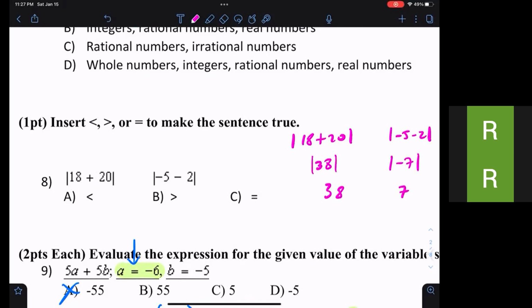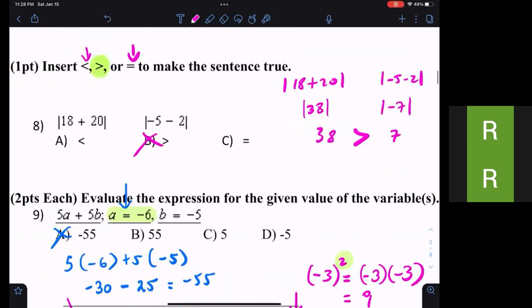Now you ask yourself: what makes sense to put here? Can I say this one? No, that doesn't make sense, because 38 is bigger than 7. Can I say this one? Are they equal? No, that doesn't make any sense either. 38 and 7 are not equal. So the only choice that makes sense is this one right here. If we put that, does it make sense? Is 7 less than 38? Absolutely. So that's the answer for this problem. Remember, whatever comes out from absolute value is always positive. Next question.